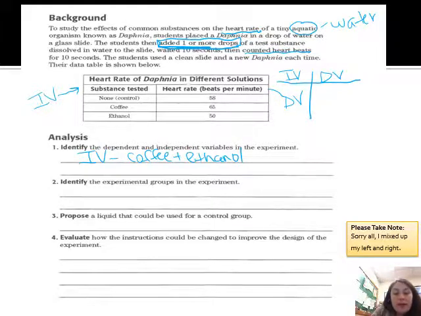The dependent variable, the data, is how we are going to keep track of how the independent variable affects the substance or organism that we're testing. So the way we're going to figure out if coffee or ethanol has an effect on the Daphnia is we're going to count the heartbeats. We also could use our trick over here. And remember, IV goes on the right, DV goes on the left. So our dependent variable is heart rate.